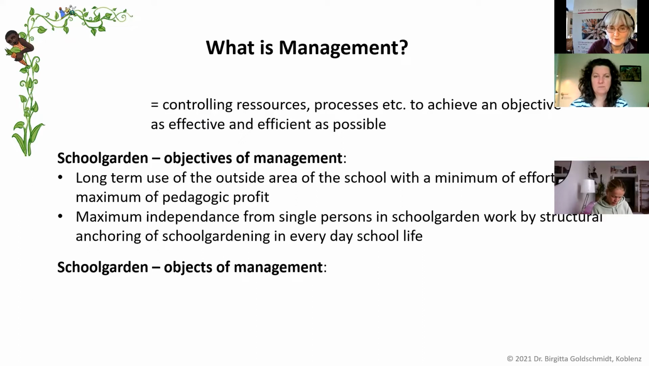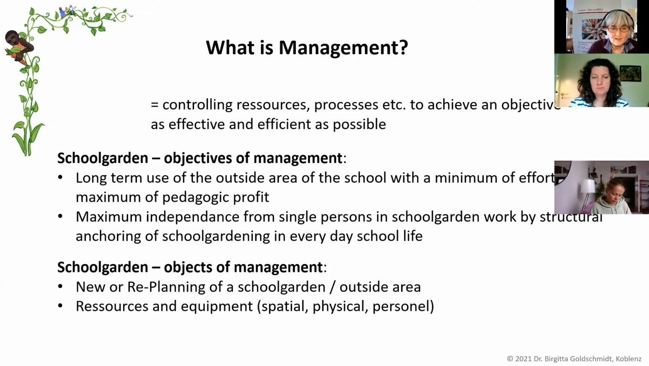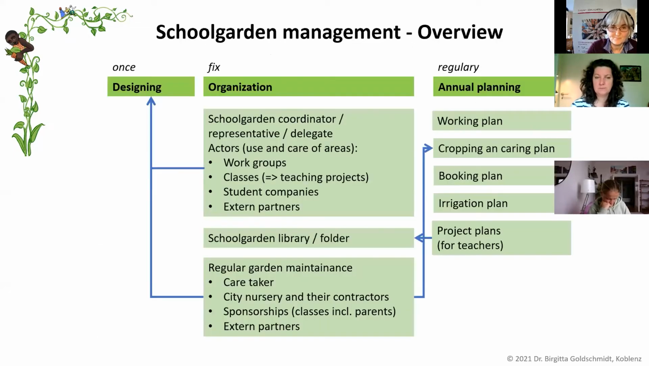And then you have different objects of the management. The object can be the new or the replanning of a school garden or of an outside area. The object can be the resources and the equipment, with the spatial resources, the physical resources, and of course, this is the main thing, the personal resources. But it can also be the internal or external organization of the school garden.